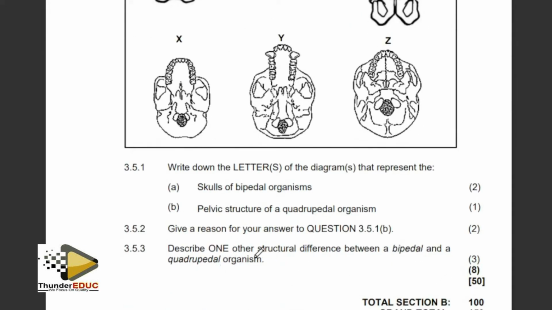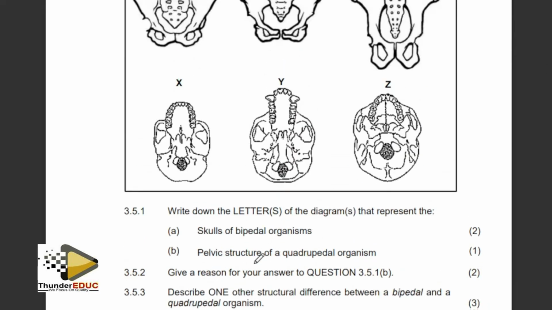Describe one other structural difference between bipedal and quadrupedal. You can talk about the pelvic girdle: short and wide, and the factors which affect that. I gave the difference, okay? You have this now because I tried to explain it.